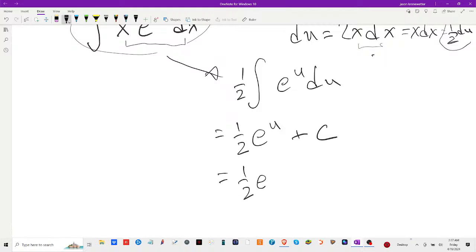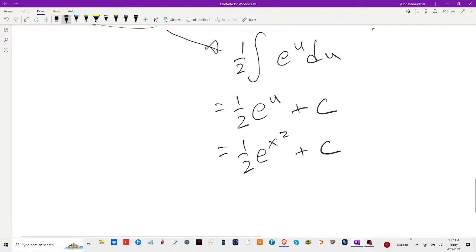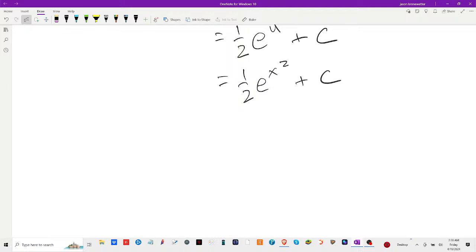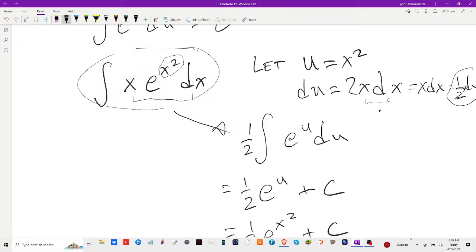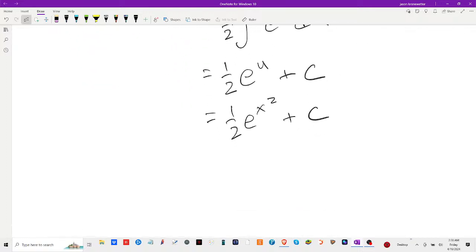We found it where u is equal to x squared. Okay, and then we can go double check and make sure that that is, in fact, the antiderivative of x e to the x squared. How do we do that? Well, we take the derivative of it. Okay, this is our antiderivative.